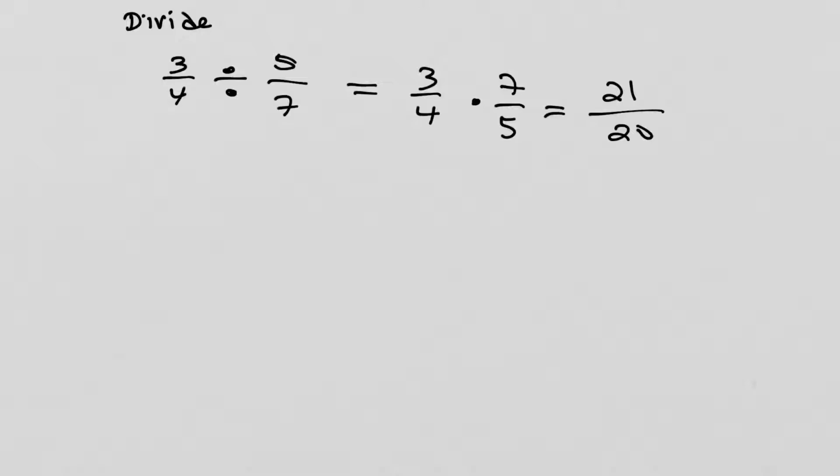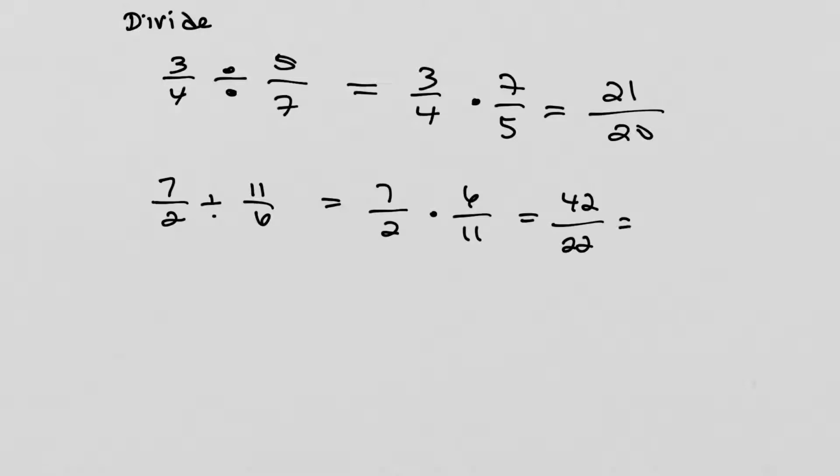What if I had 7 over 2 divided by 11 over 6? Well, again, take that second term, flip it, and multiply, and we get 42 over 22, which is the same thing as 1 and 20/22, which is the same thing as 1 and 10/11.